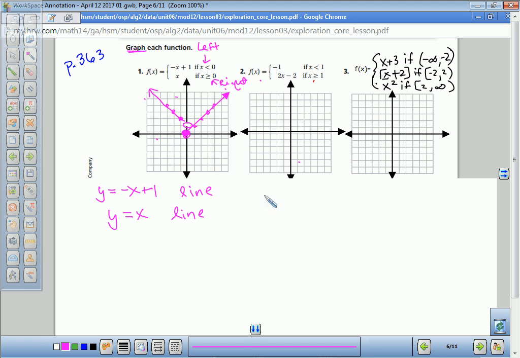Okay, number 2. If we think about that first piece, y equals negative 1, that is a horizontal line at negative 1. But we don't get to do all of it. We only get to do part of it. So, it's right here, but it has to be for x values that are less than 1. Well, this is where x is 1, so it's only this side of that line. It gives us this ray.